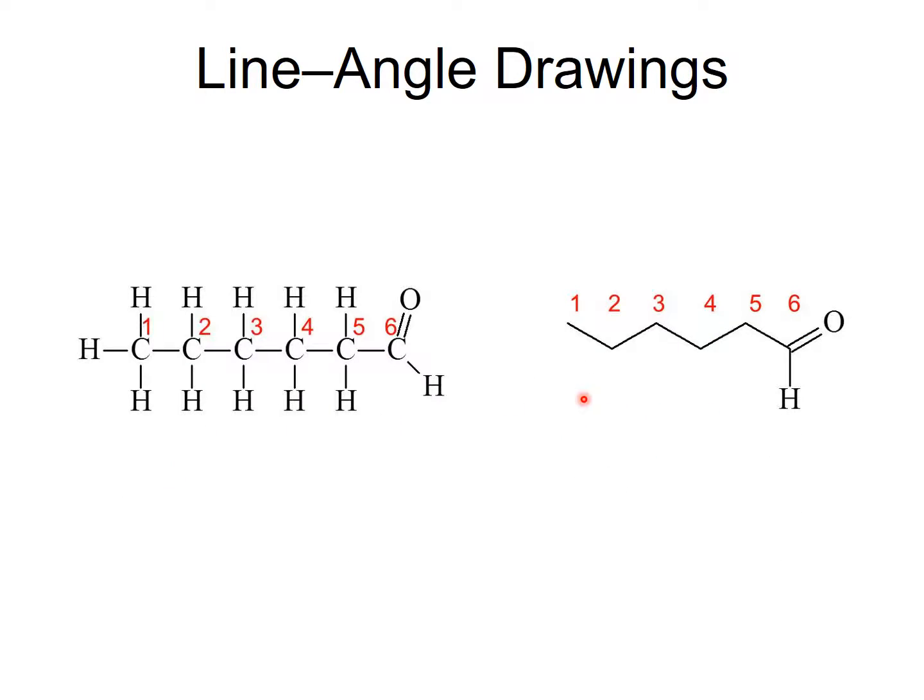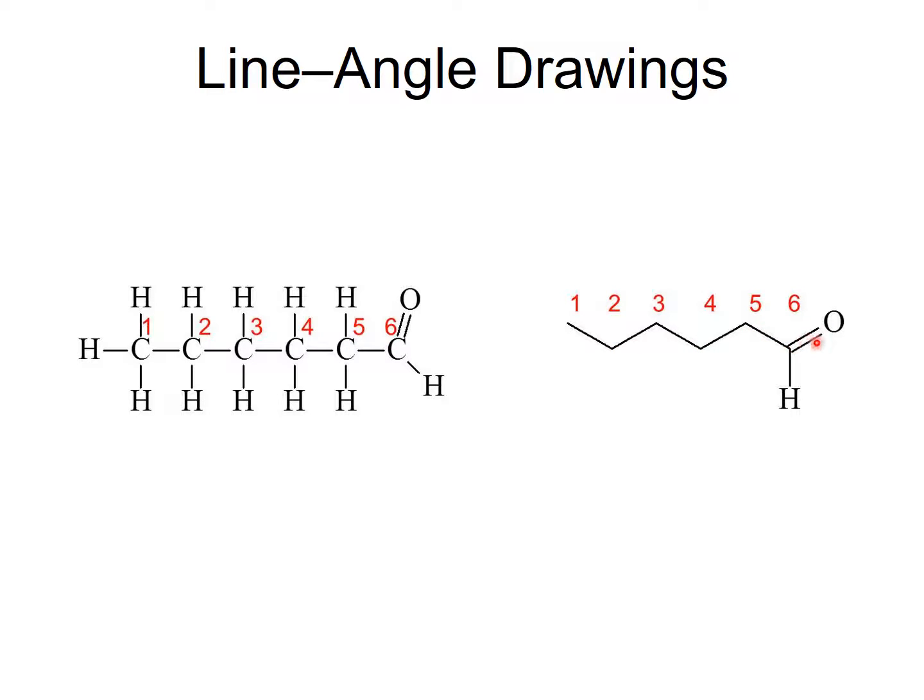So here is the representation of this molecule written out as a skeletal structure. Here's my bond 1. Between 1 and 2, there's that bond. Between 2 and 3, there's that bond. Between 3 and 4, there is that bond. Between 4 and 5, there is that bond. Between 5 and 6, there is that bond.